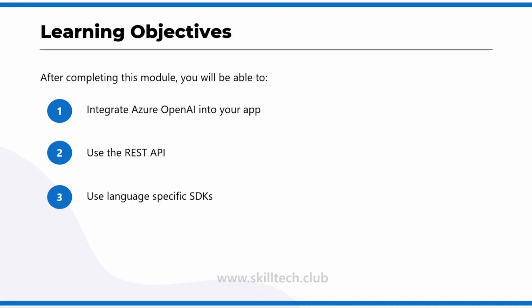The learning objectives of this module are like this. First, we are going to integrate Azure OpenAI into our application. We're going to use the REST API service so that we can understand how the request and response happen inside that. After that, we are going to focus on how we can use the language-specific SDKs which are available with Azure OpenAI service.